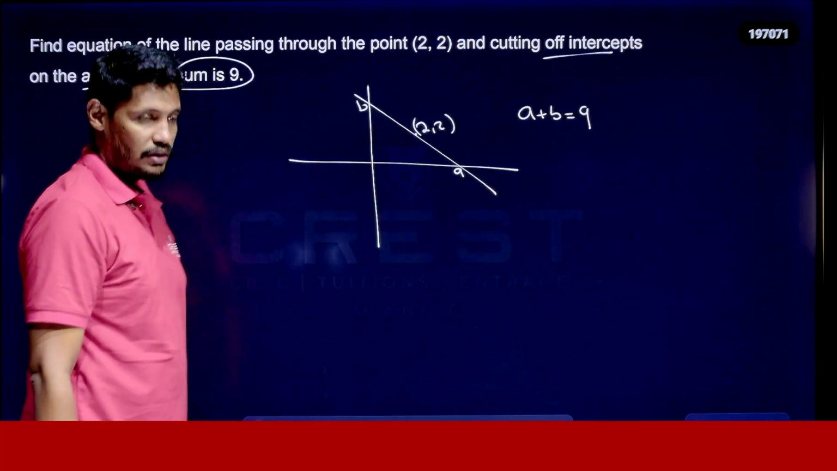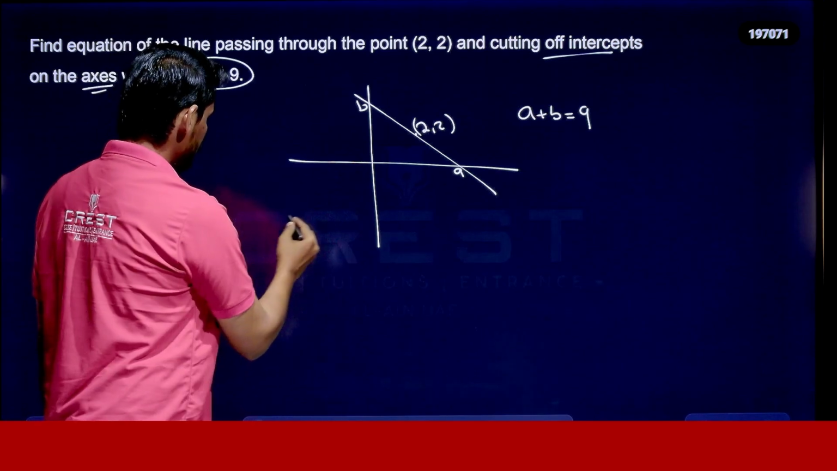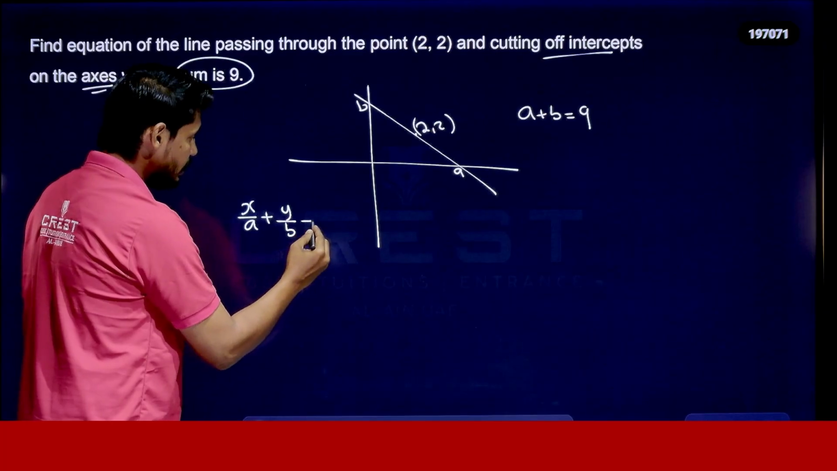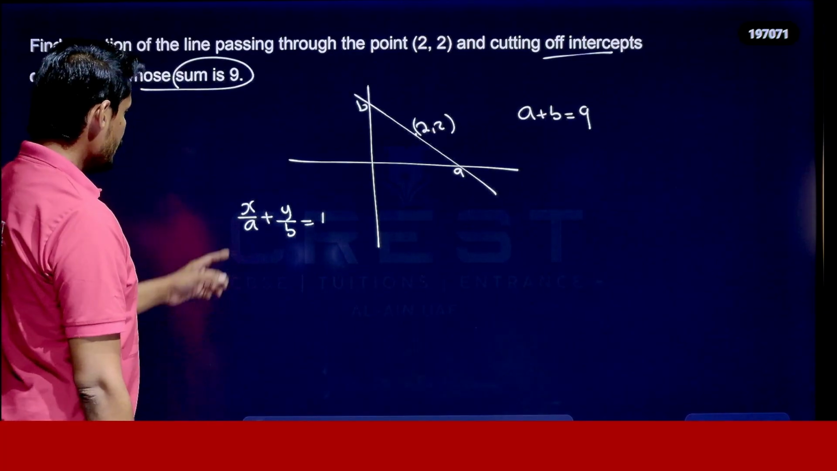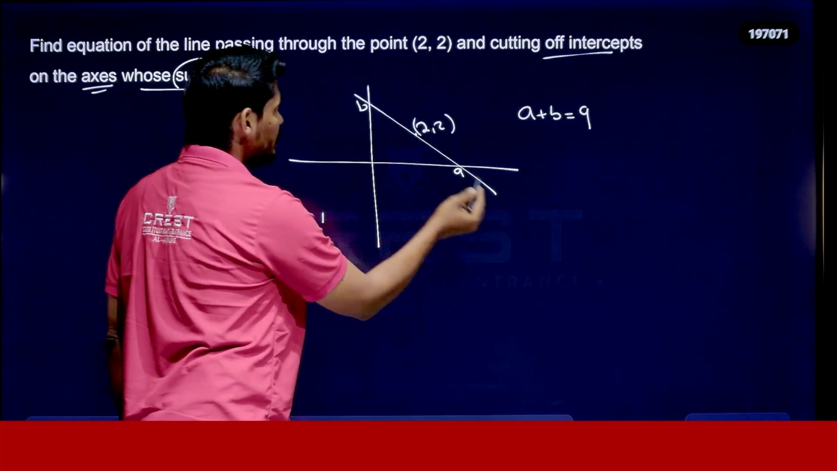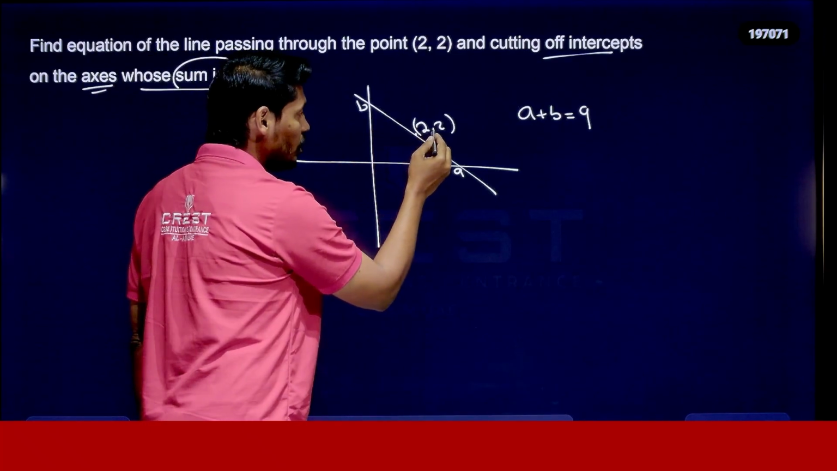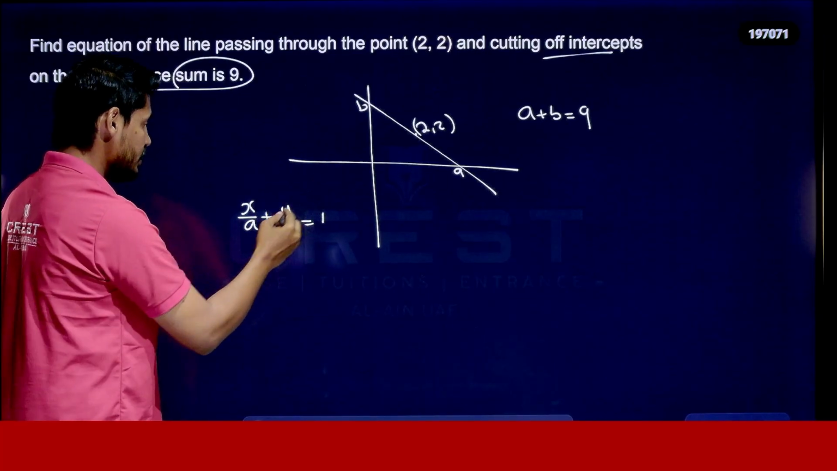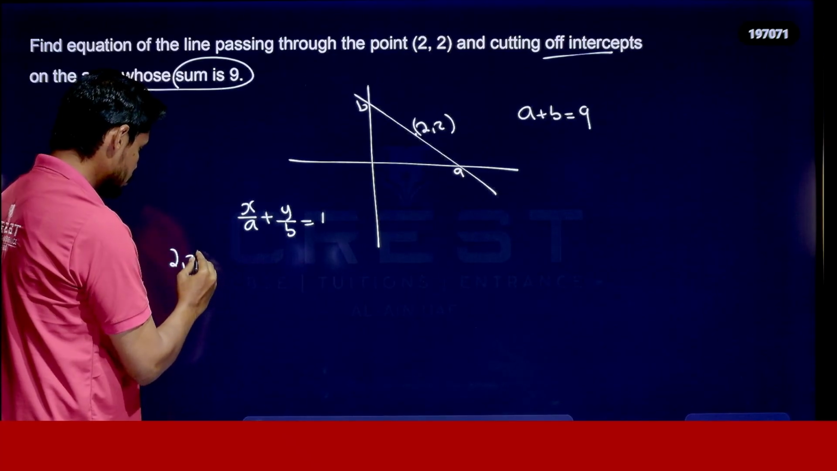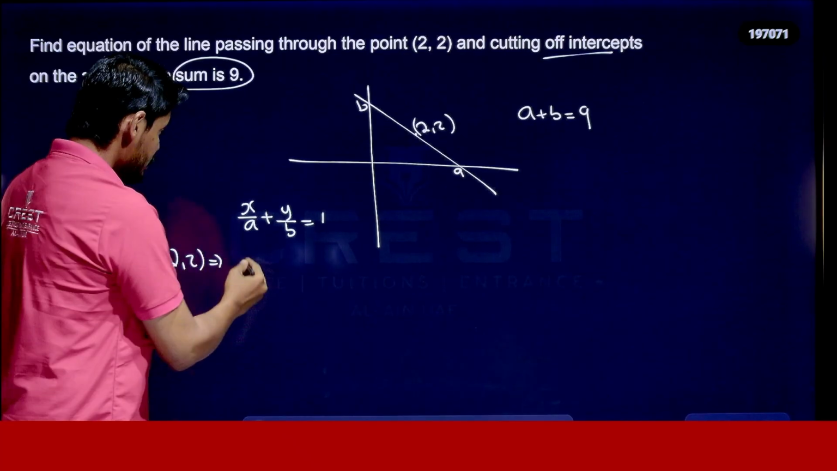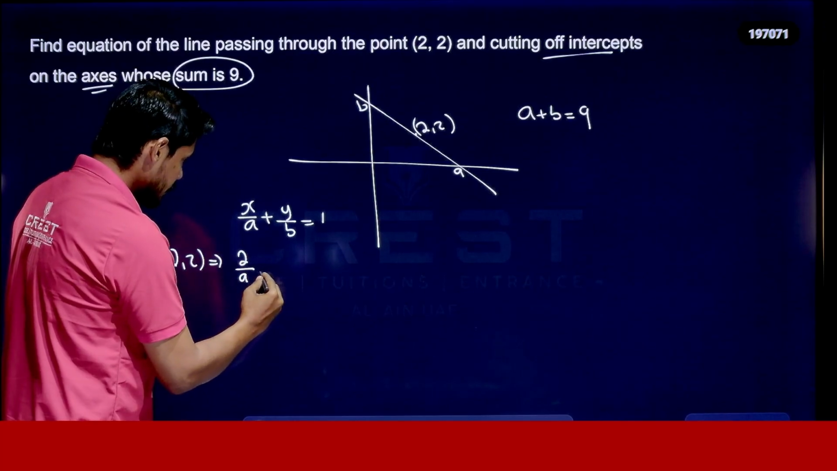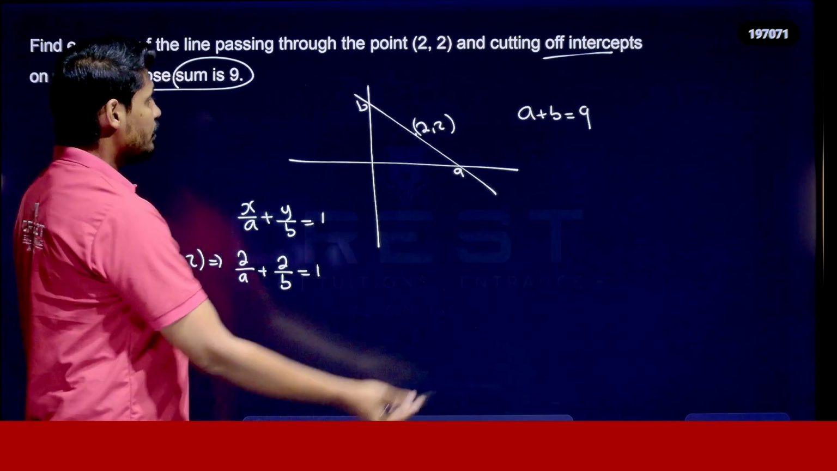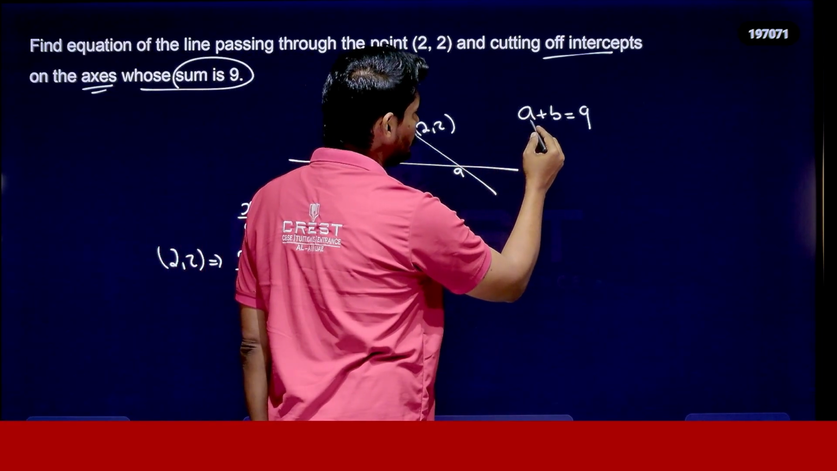Now how can you solve this one? For this we have an equation we already know: x by a plus y by b equal to 1. This line is passing through the point (2, 2), so we can apply 2 as x and 2 as y in this equation, because the point satisfies the line. So it becomes 2 divided by a plus 2 divided by b equal to 1. And from the question, a plus b equals 9.